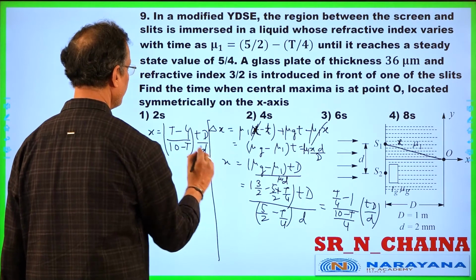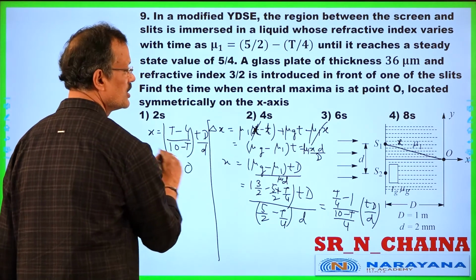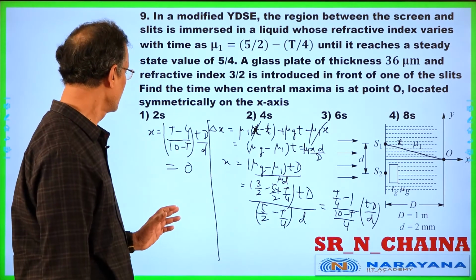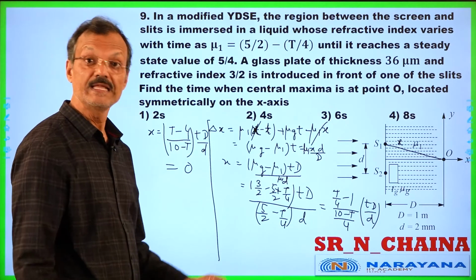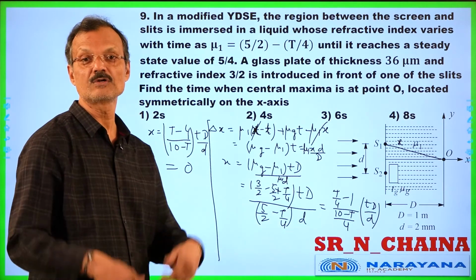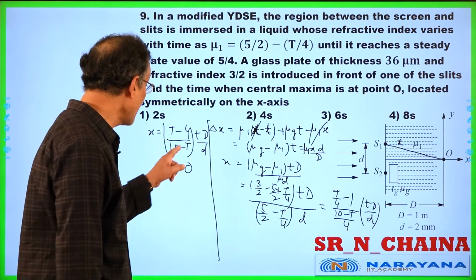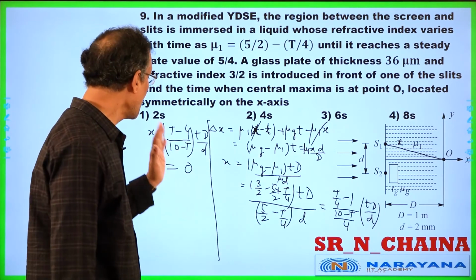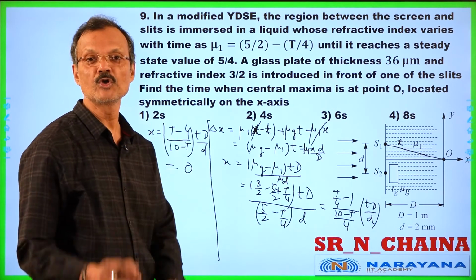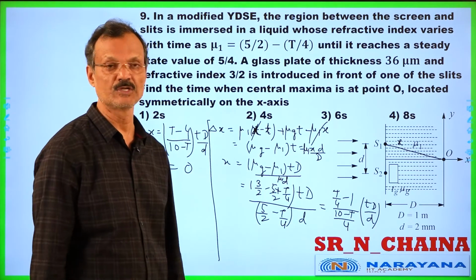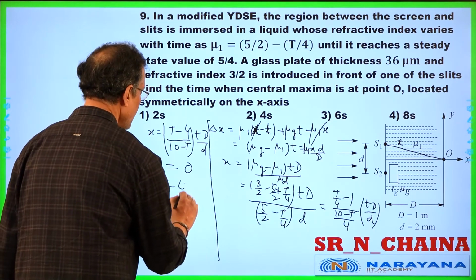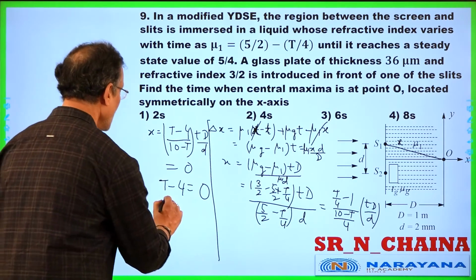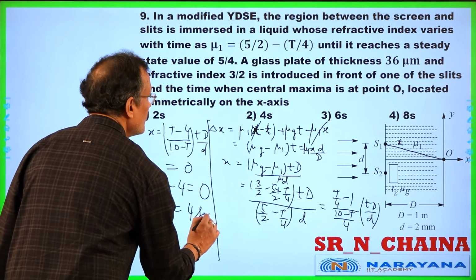td by d. This x should be 0 if you want central maxima. For central maxima, x should be 0. This can't be 0. T cannot be 0, capital D cannot be 0, small d cannot be 0. If I take this t as 0, anything by 0 will become infinite. So guaranteed this t must not be equal to 4. Numerator should be 0, then only x will become 0. It means that t minus 4 should be equal to 0. T minus 4 will be equal to 0. It means that t must be equal to 4 seconds.